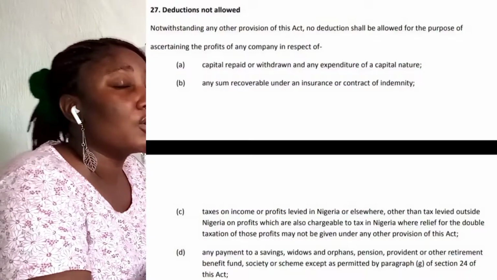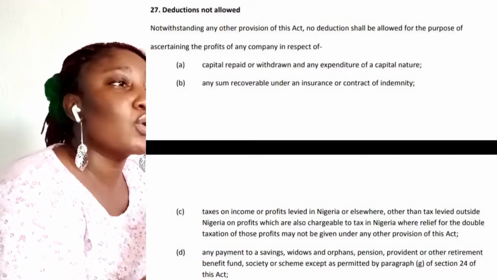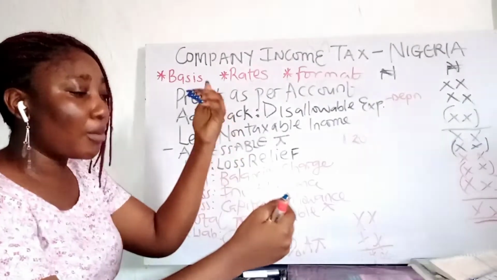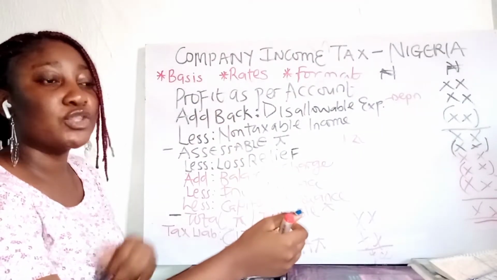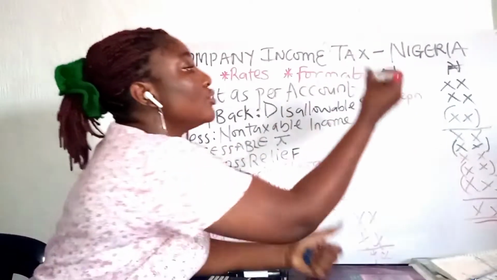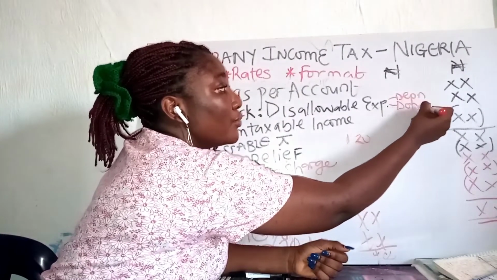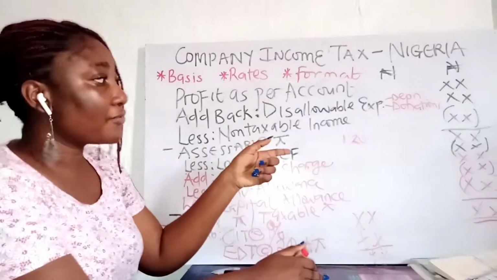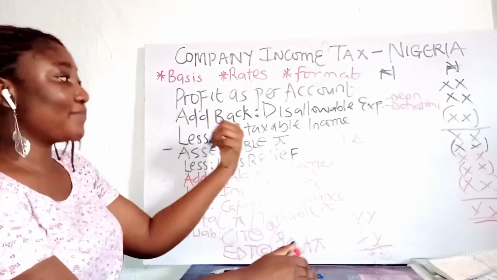Another one is donations to unapproved bodies. There's a list of approved bodies that you can donate to. You can't just donate to any organization, you understand? So some donations are disallowable because this donation was an expense that was charged to arrive at profit. So you need to add back. That's why you're saying add back, right?